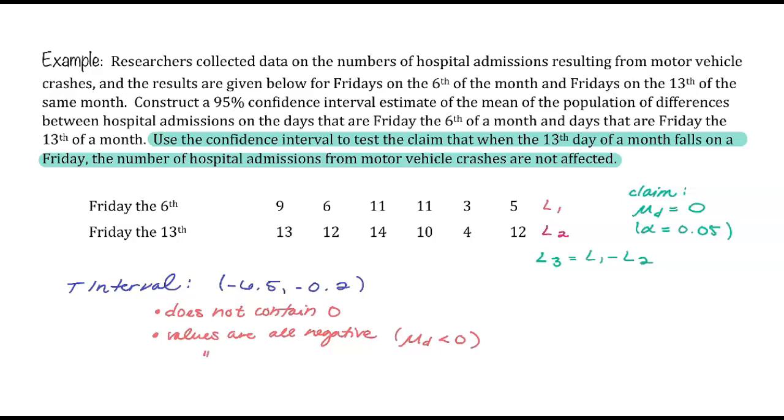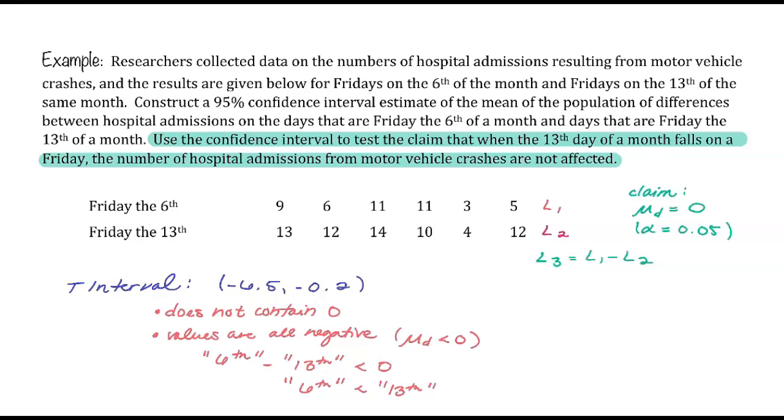Allow me to write this in an interesting way. We have the values from the 6th minus the values from the 13th are less than 0. In other words, we found that the values from the 6th are less than the values from the 13th. That implies that there are more accidents on Friday the 13th resulting in hospital admissions than Friday the 6th. So what do we do with the claim? We reject the claim. We have evidence to believe that there is a significant difference, not that the difference is 0.